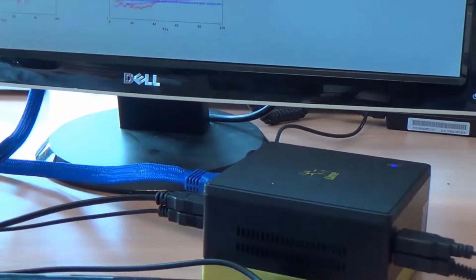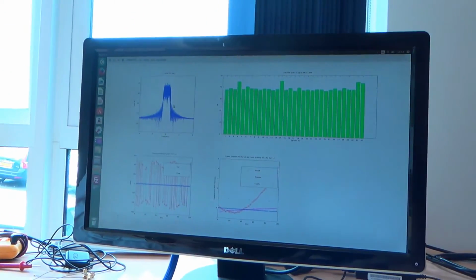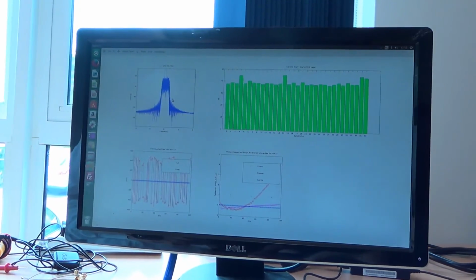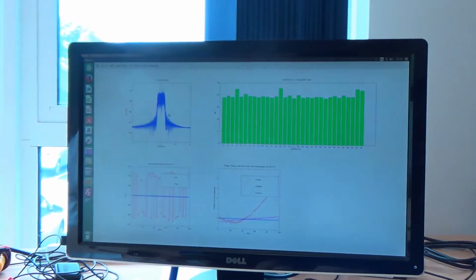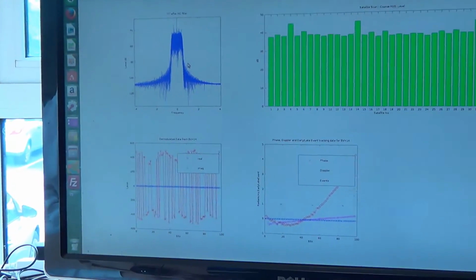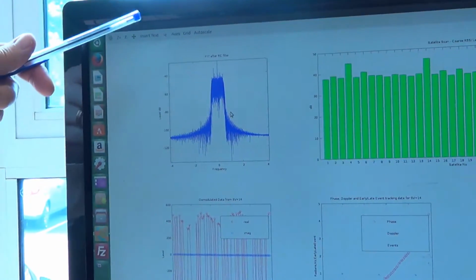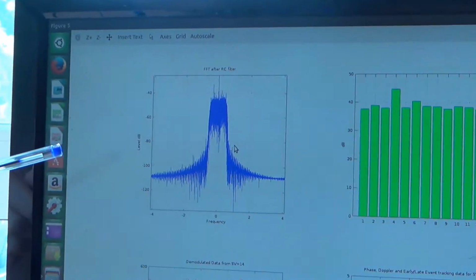We have found that Octave 4 is more stable on Ubuntu than on Windows, with the large data volumes required by GNSS applications. The Octave software begins by capturing data from the LimeSDR card. We then show the FFT of this data after it's gone through a raised cosine digital filter.